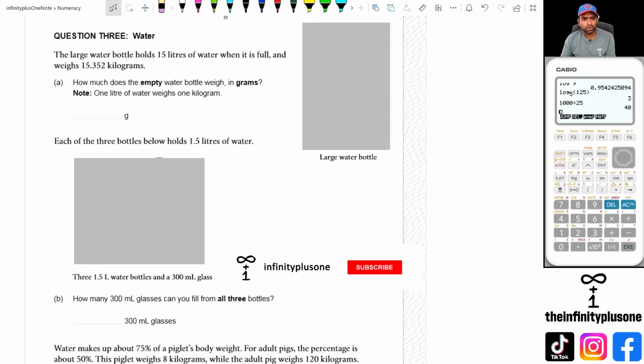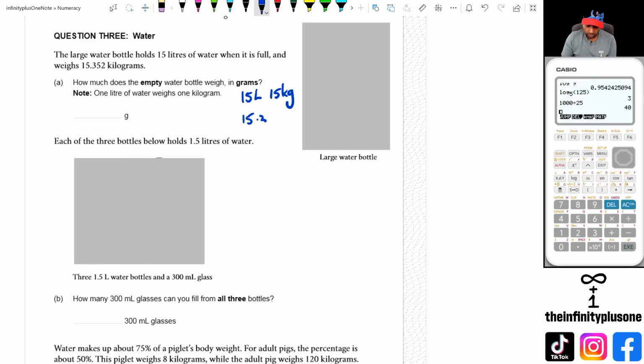All right, so what we've got here is 15 liters of water when it's full, and it weighs 15.352 kilograms. How much does the empty water bottle weigh? Now it says 1 liter of water weighs 1 kilogram. So 15 liters is going to be 15 kgs. And we've got 15.352. So that means if we do 15.352 minus 15, we're going to get 0.352 kgs.